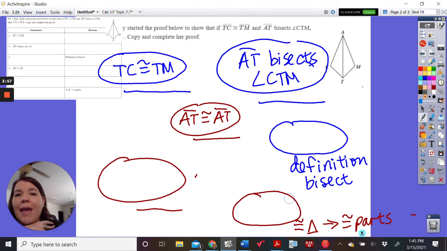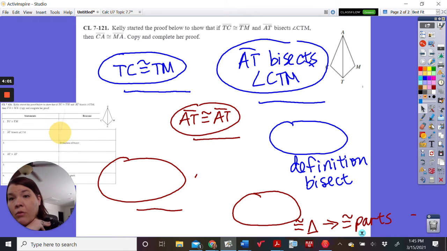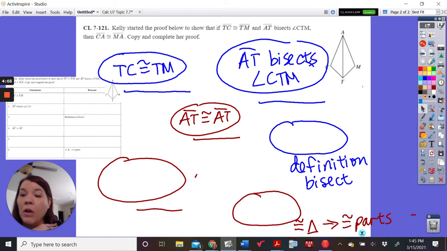And here's the key to every proof that you ever do in your whole life, especially when you're filling in somebody else's blanks. If you're making it from scratch, it's still true, but this is what I'm trying to show. This is what I'm trying to prove: CA is congruent to MA. And that's the end of my proof. Once I've shown that, my proof is done. And if I haven't shown that, my proof is not done. Let me explain what I mean in just a second.